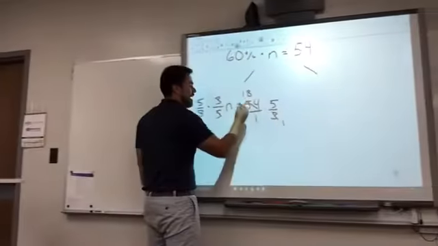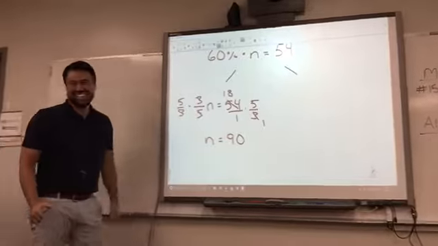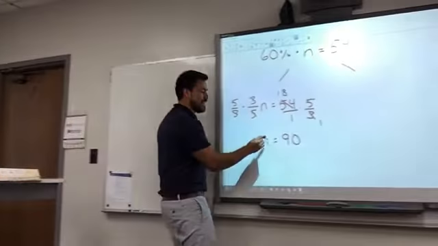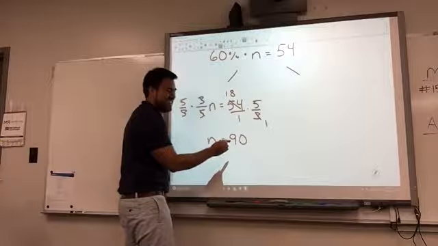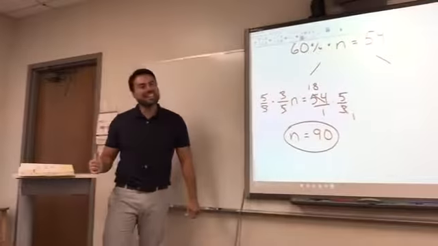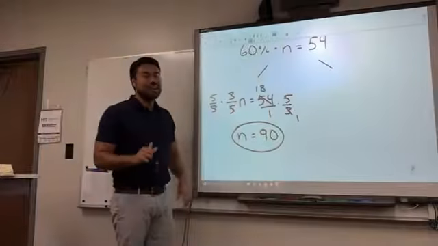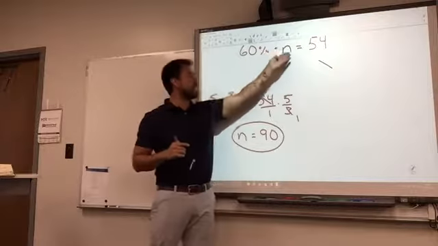All right, 18 times 5. 90. Okay, 90 over 1, 90%. Wait, no. What? I thought we're looking for a percent. Or not. They already gave me one. All right, let's see if it makes sense. 60% of 90 is 54.